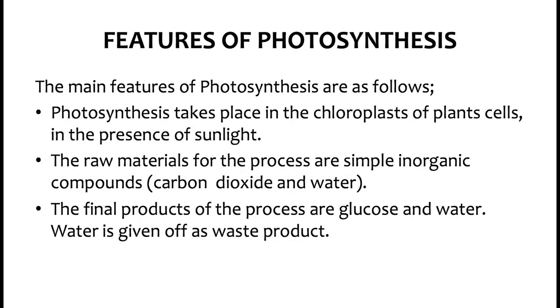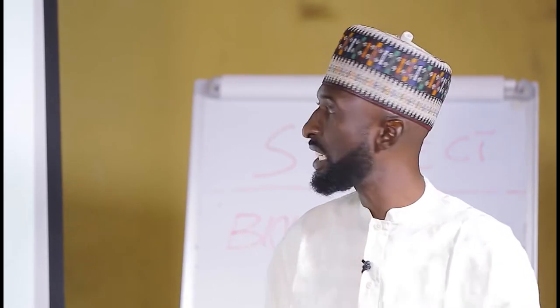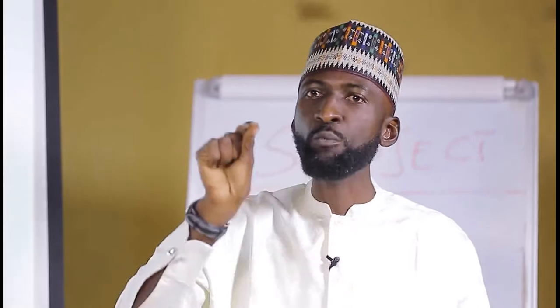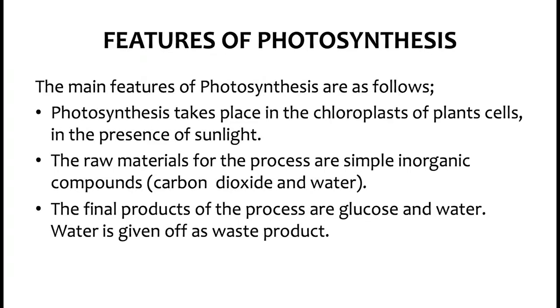Now, this photosynthesis has certain features, certain characteristics. These features include: photosynthesis takes place in the chloroplast of plant cells in the presence of sunlight. As I have explained earlier, it takes place in the chloroplast of the plant cell. The chloroplast is a cellular organelle where chlorophyll is located, and that is the site where photosynthesis takes place. The next feature is that the raw materials for the process are simple inorganic compounds such as carbon dioxide and water.